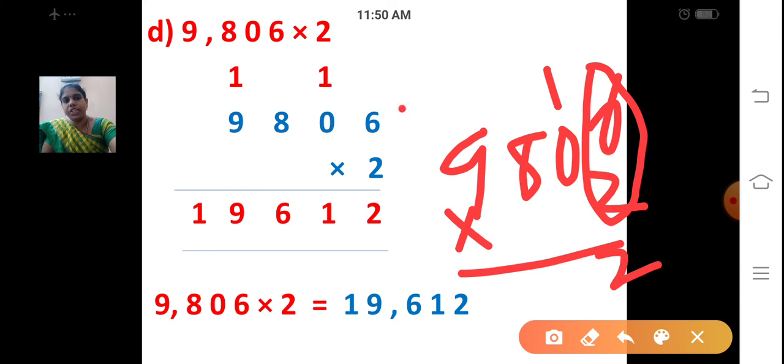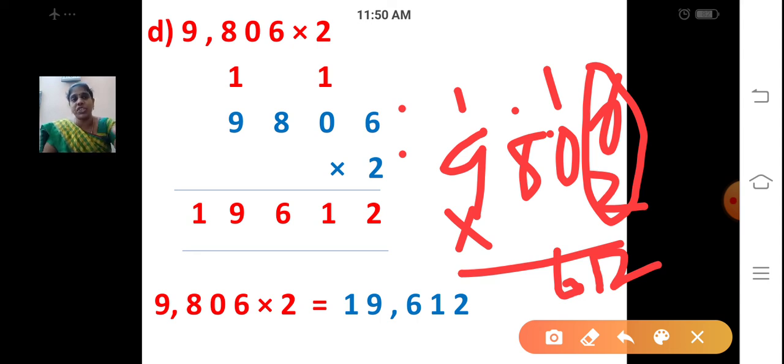So first I have multiplied the digit of the ones place by 2. 6 2s are 12. 2, 1 will be carried over. Next, what should I do now? Multiply the digit at the tens place by 2. 0 into 2. When you multiply any number by 0, the answer is 0. So 0 into 2 is 0. 0 plus 1, 1. Write down 1. Next, take the digit at the hundreds place and multiply by 2. 8 2s are 16. So 6, 1 will be carried over.